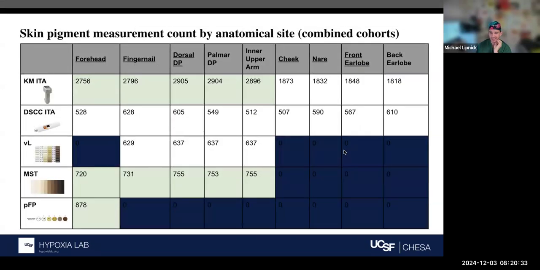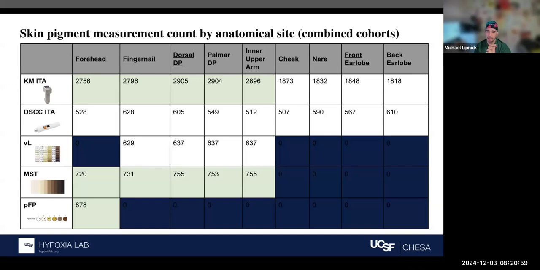So here you can see these were what Lily just referred to with all those devices, which we're only doing in the lab cohort and in a subset of the lab cohort, so I don't show those data here. But these are data where we are doing lots of measurements in the ICU cohort and the lab cohort. So we have the Konica Minolta, the Delphin Skin Color Catch, von Luschen scale, Monk scale, and a perceived Fitzpatrick scale. The numbers here represent the number of measurements.